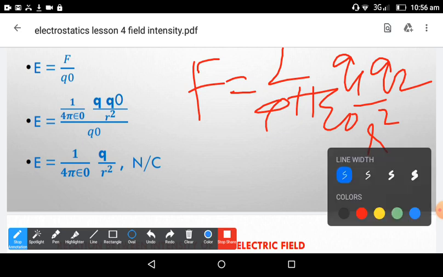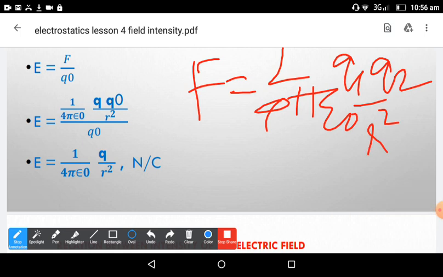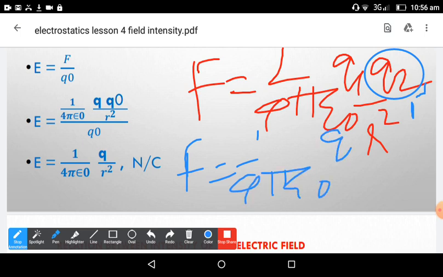Take the Q1 and Q2 values. Q2 value must be equal to 1, and that too +1. Then it will be 1 by 4 pi epsilon naught Q1 by R square. So we can write F equals 1 by 4 pi epsilon naught Q1 by R square. But we don't say Q1, just Q. Then it will be Q by R square. Simply then you have to write E there.